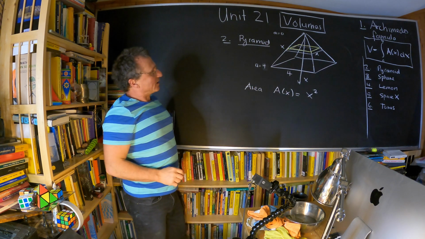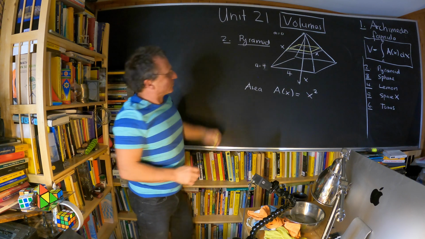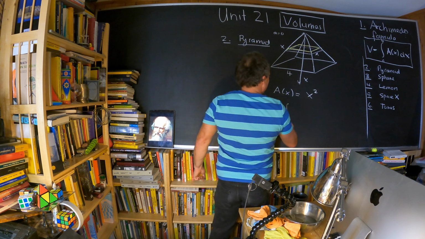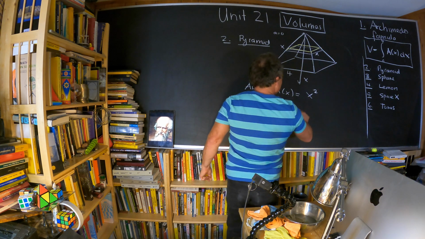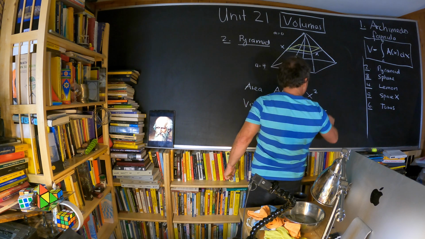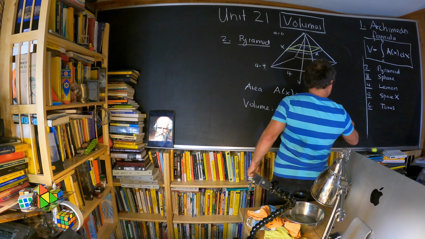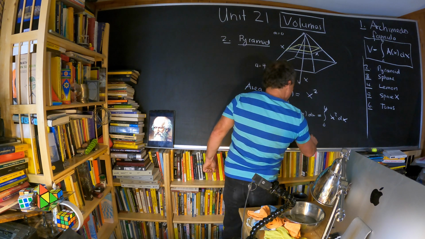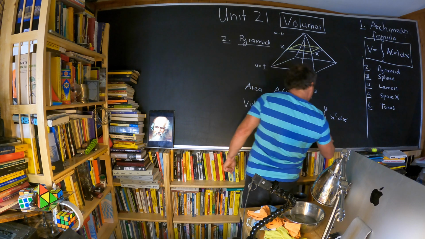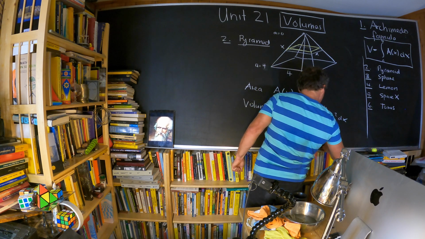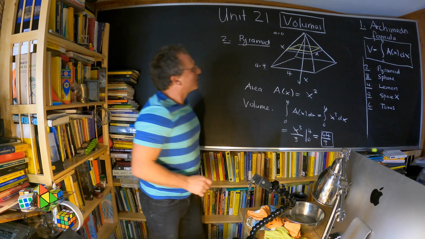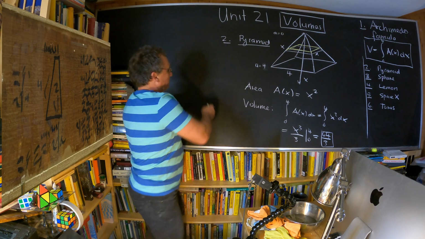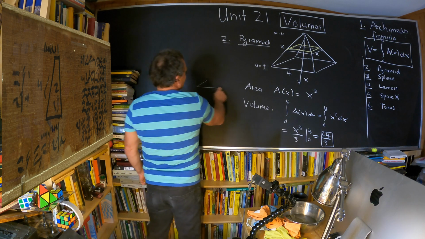And so the integral goes from 0 to 4, so the volume is the integral from 0 to 4 of A(x) dx, which is the integral from 0 to 4 of x squared dx. So that's x cubed over 3 going from 0 to 4, so this is 64 over 3. And this is something which has been known for very long. You will actually, in the homework, do the frustum.